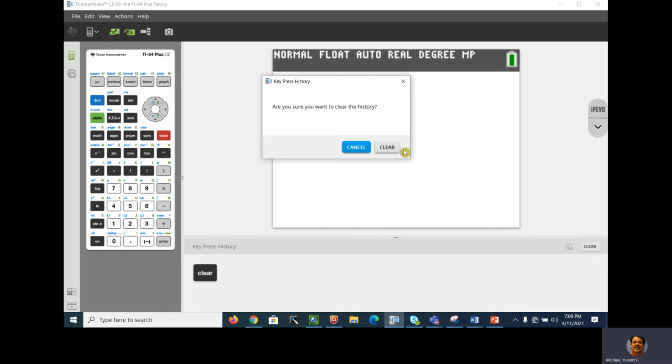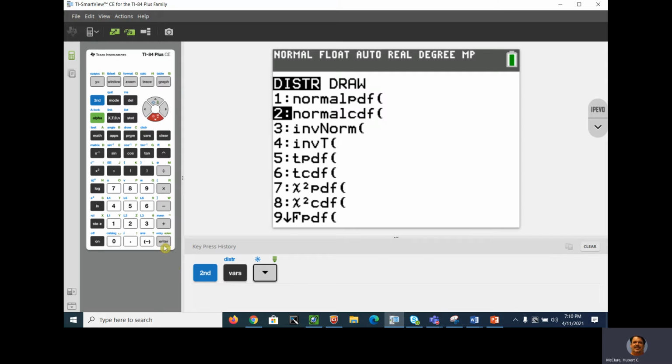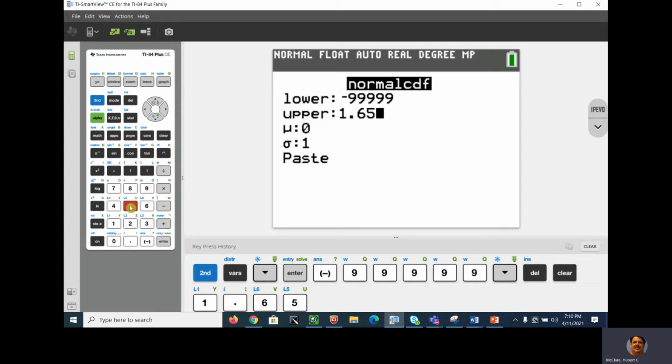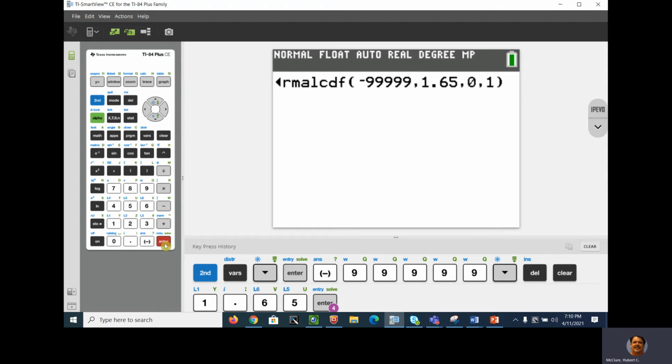I'm going to do second vars, normal CDF, and go from negative 9999 to 1.65. By the empirical rule, I got 0.9100. Let's see what they get. 0.9505, and that is the correct answer. And that is the area in blue.